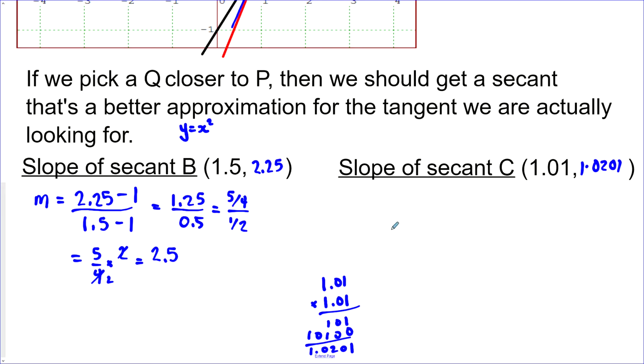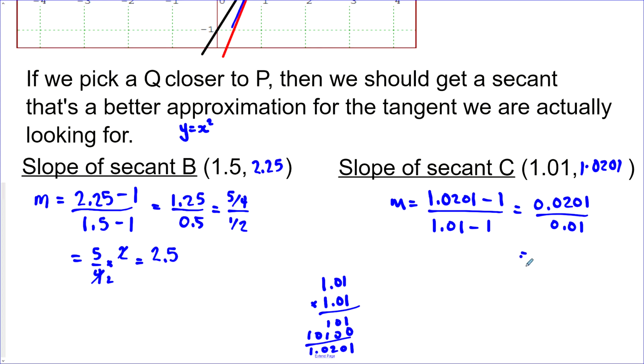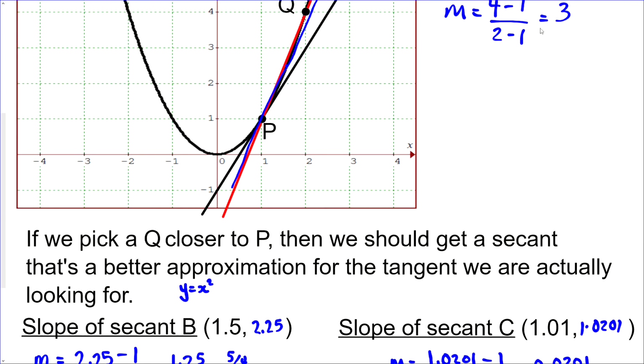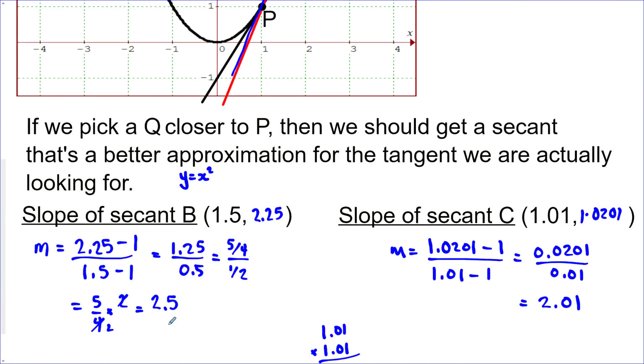Now we'll run through the same slope formula. M is equal to 1.0201 minus 1 over 1.01 minus 1, and that equals 0.0201 over 0.01. Multiply top and bottom by 100. That will be moving the decimal over 2, and we get 2.01 as our slope. So you can see that we started off at a slope of 3. We got closer and it became 2.5, and we got really close and we got 2.01.